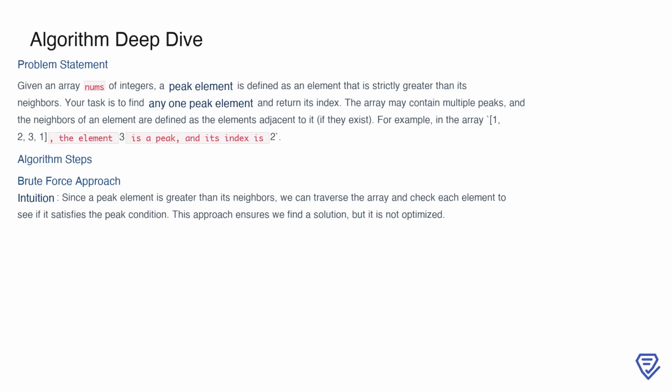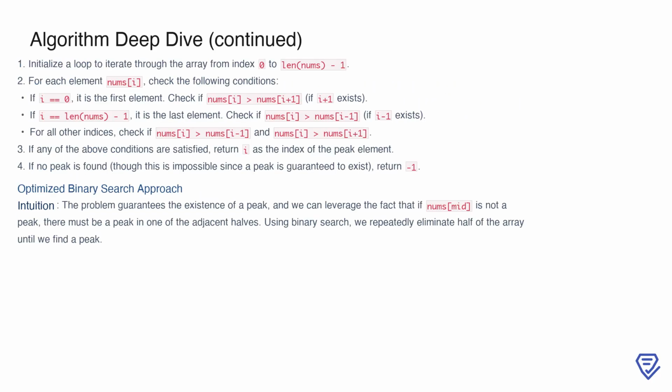While this approach guarantees a solution, it is not the most efficient way to solve the problem, as we'll see shortly. To implement the brute force approach, start by initializing a loop that iterates through the array from index 0 to len(nums) - 1. For each element nums[i], you evaluate its neighbors based on its position in the array.